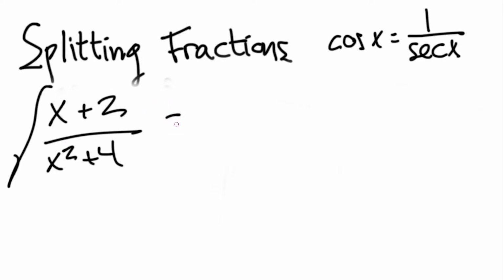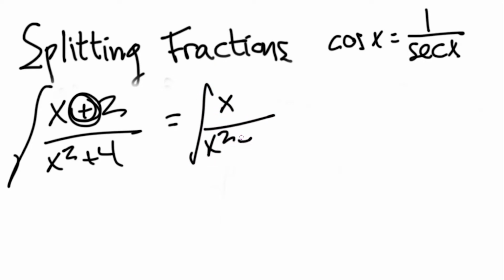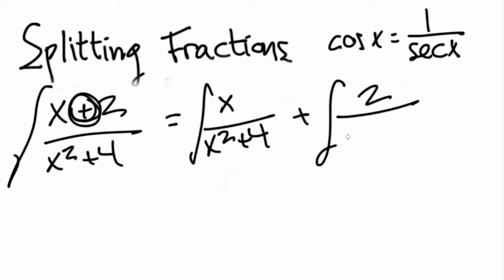Now, if you were just to look at this integral for the first time, this plus up here should set off red alarms or red flags in your head telling you that you can split this fraction and make the integral significantly easier to solve, right? We could do the integral of x over x squared plus 4 plus the integral of 2 over x squared plus 4. And see, all I did was I just split it up right at this point, and I made it into two separate integrals.